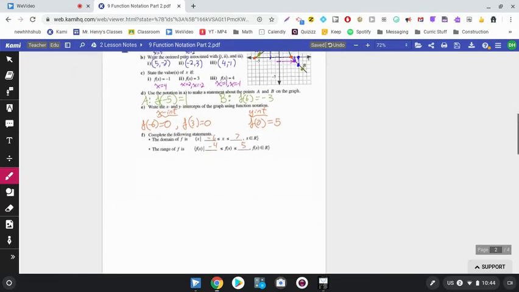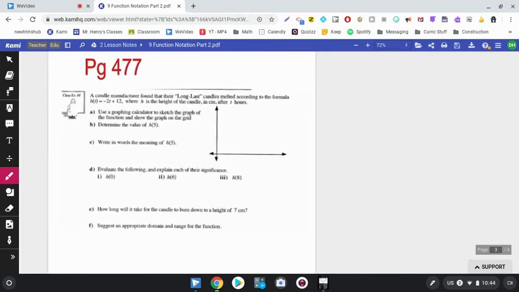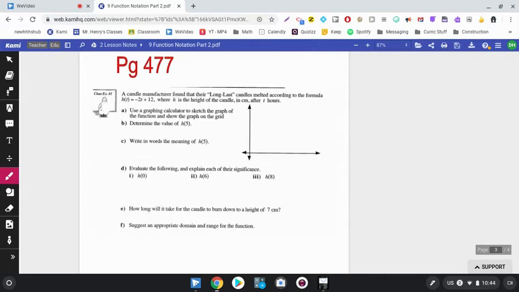All right, we're going to jump a couple pages ahead. We're going to 477, and we'll do one more question before I send you on your way to do some homework, do a check for understanding, all of that. Okay, page 477, a little bit ahead.